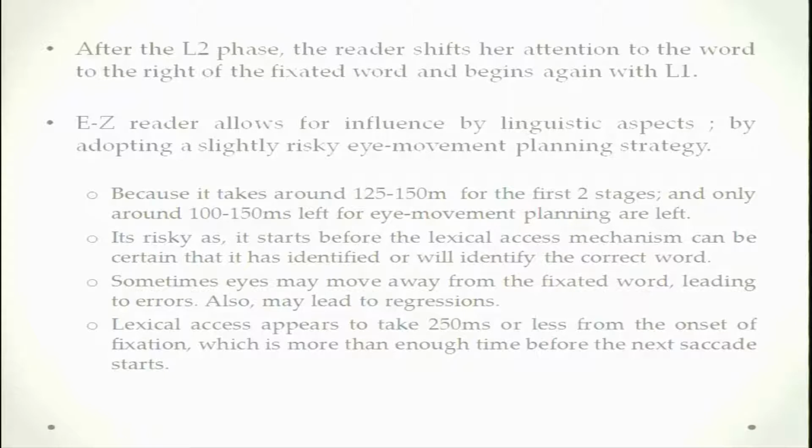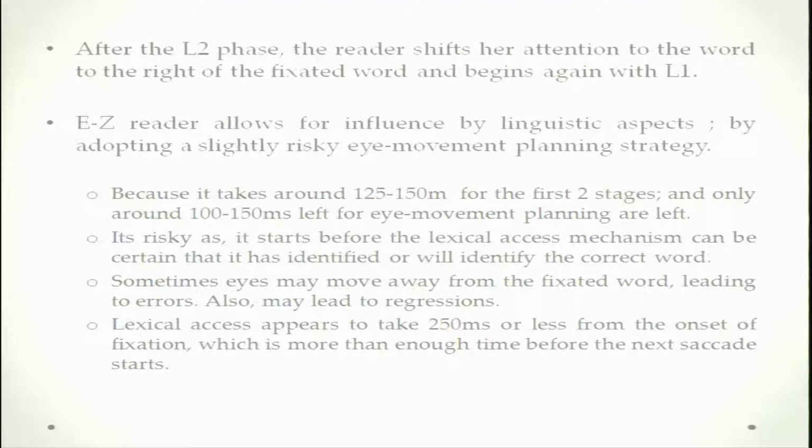Now, this is again very simple, how the E-Z Reader model works. The E-Z Reader has this inbuilt aspect of allowing influence by the linguistic aspects. It adopts a slightly risky eye movement planning strategy wherein it allows these linguistic aspects to come in. It says that because it takes around 125 to 150 milliseconds for the first two stages and only about 100 to 150 milliseconds for the next stage, that is where this information will come in.